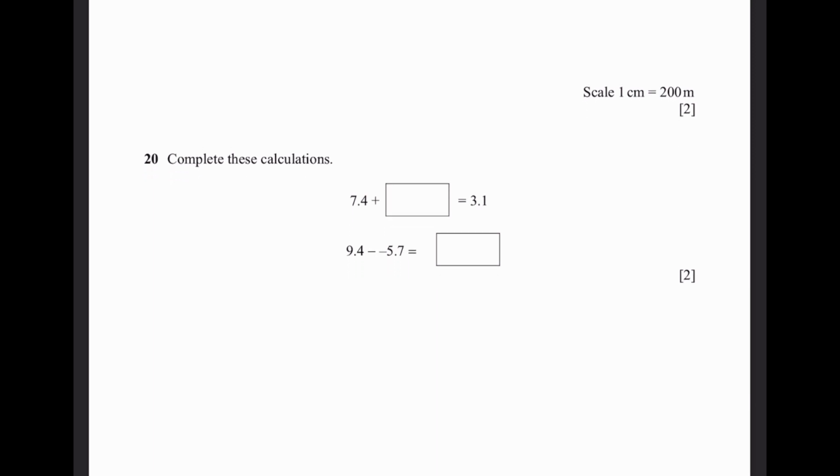Complete these calculations. 7.4 plus dash equals 3.1. So if you want to find out what's in this blank space, let's name it x. 7.4 plus x is 3.1. So x is equal to 3.1 minus 7.4 using inverse operations. X is equal to negative 4.3. So let's write that down.